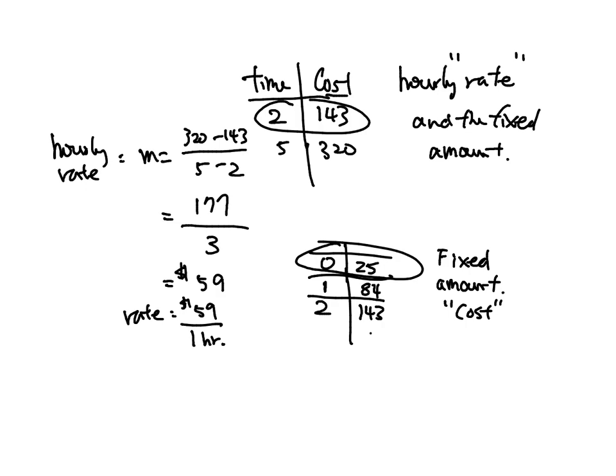for the consumer. It's kind of like a service fee type deal where they charge you $25 to look at stuff, and then whatever hour that it goes after that, you add an hourly rate on top of that. So slope.